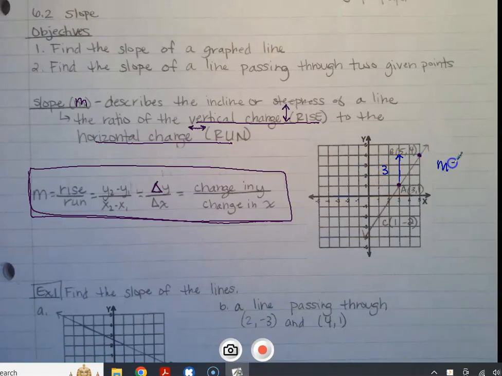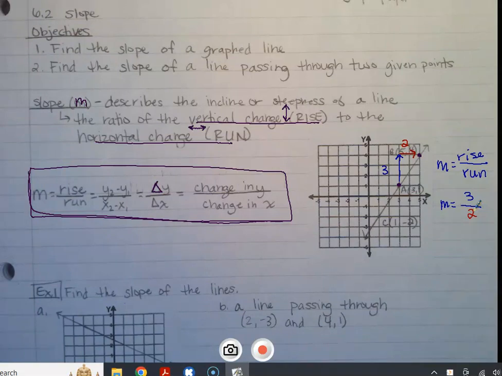Okay, so my slope, since it's the rise over the run, my slope is going to be the positive 3 over 2, because I've got to get from here to this point over here. So I went over 2. And I went right, so that's a positive. So both of these are positive. So my slope is 3 over 2. And no, I do not want to make that 1.5. Okay, I want to leave it as 3 over 2.